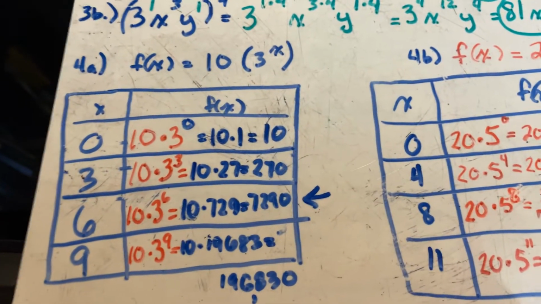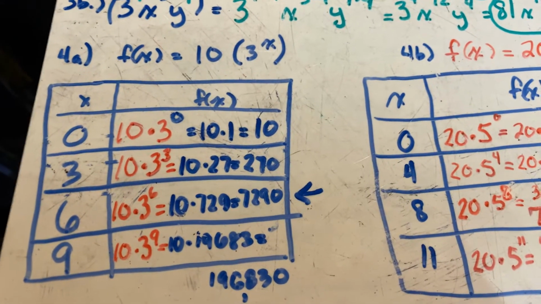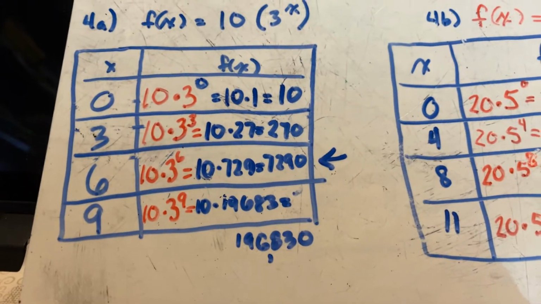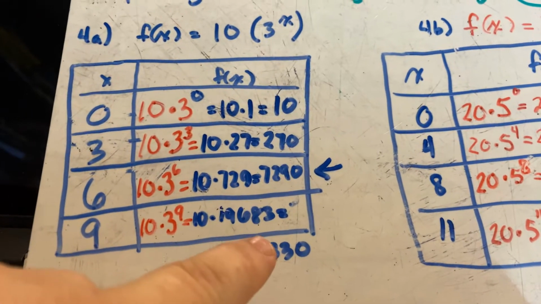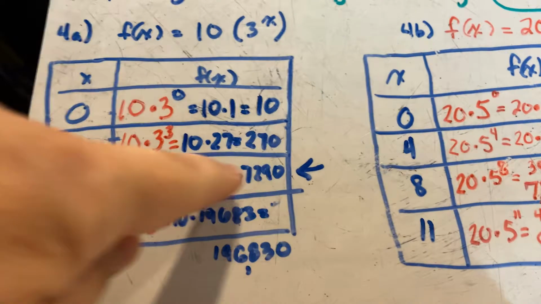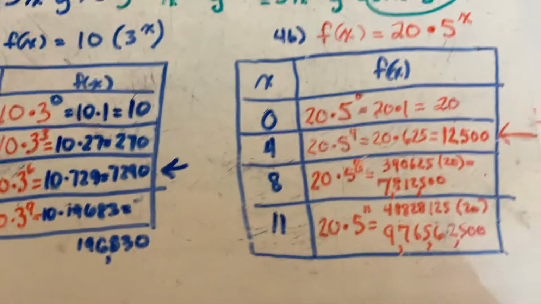10 times 3 to the 6th, well, 3 to the 6th is 729, times 10 gives me 7,290. And lastly, when x is 9, 3 to the 9th power is 19,683. I multiply that by 10, and so that's my final answer there. The one that they're asked to fill in is this one. The other answers are provided, but I wanted to explain where they came from.